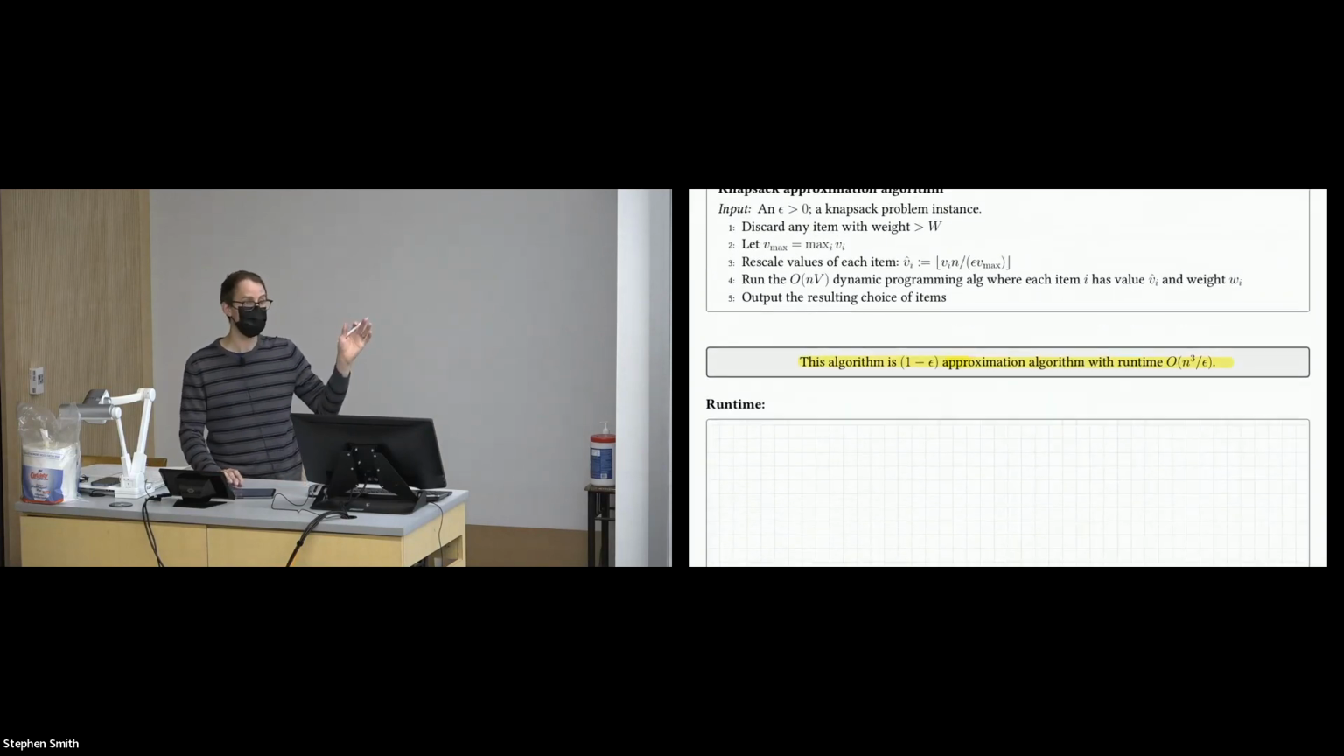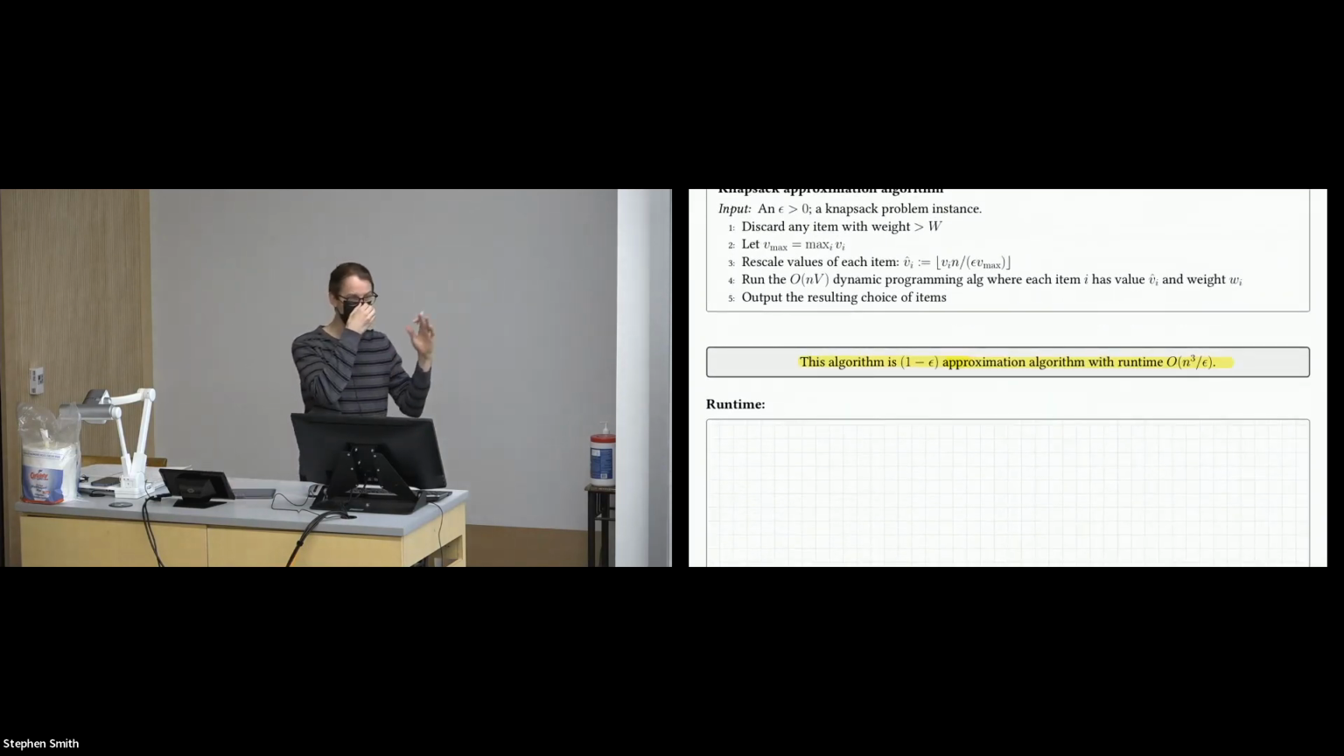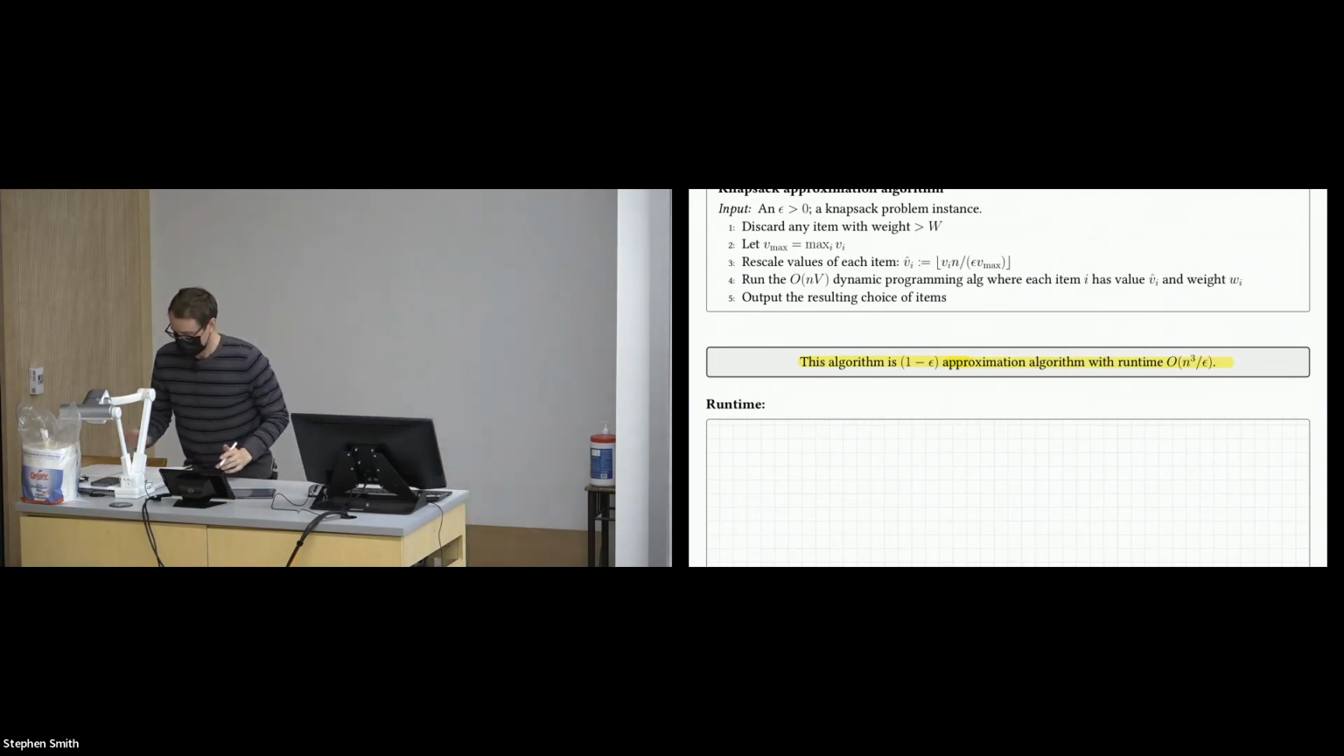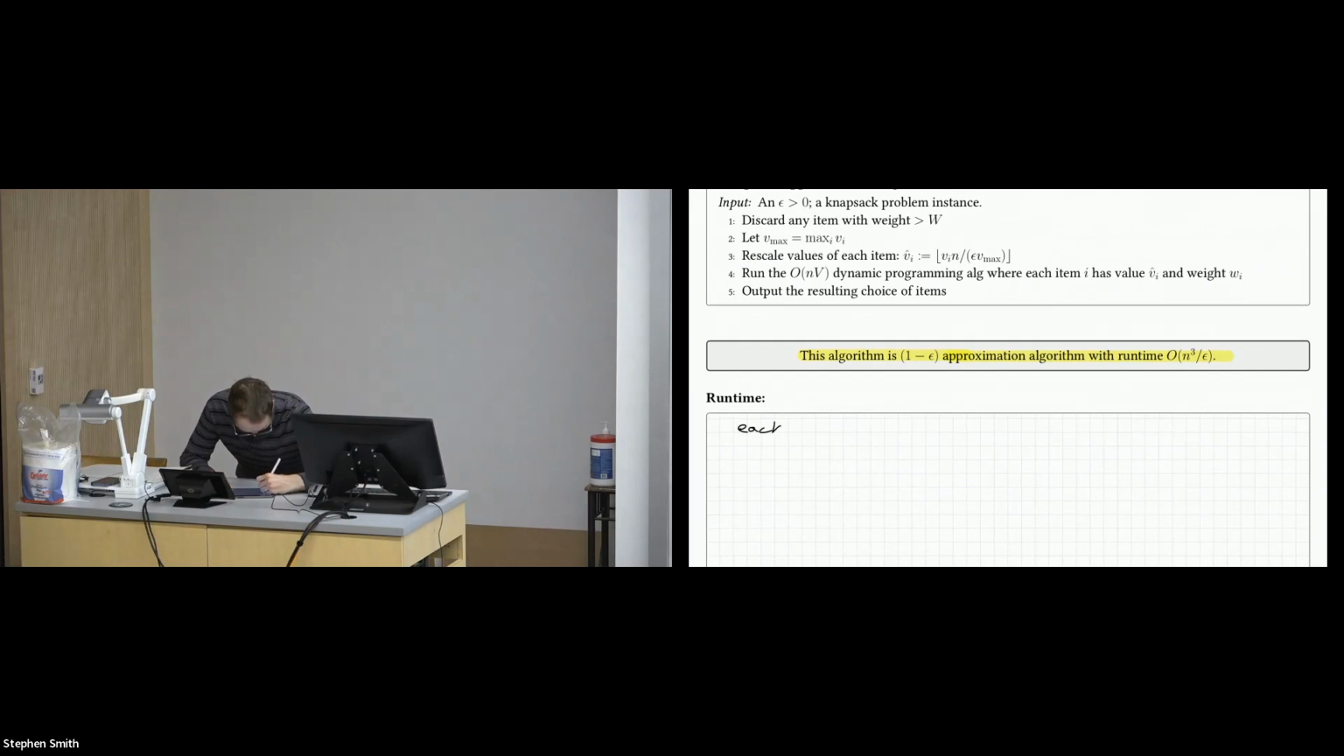So first, let's do the runtime, then we'll do the approximation factor. It's actually pretty easy to do both, and you'll see why we picked that very specific scaling. So first of all, the runtime. I already said this, each Vi hat is less than or equal to n over epsilon, since Vi is less than or equal to Vmax.